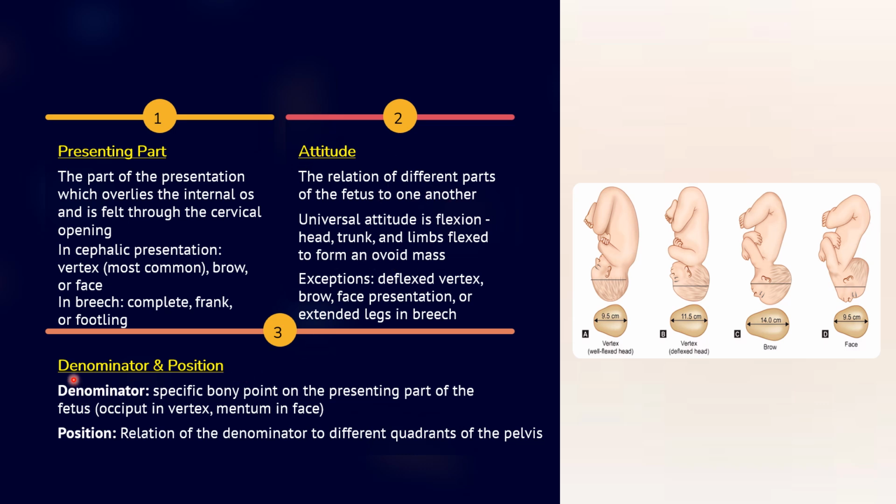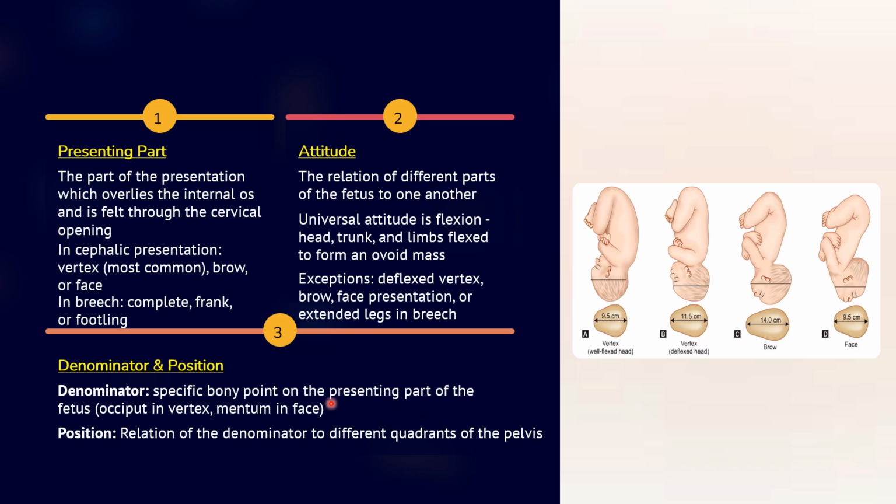So now what is the denominator and the position? The denominator is a specific bony point on the presenting part. So suppose when we say it is a vertex presentation, the bony point is the occiput. Okay, so if it is face, then it is the mentum, the chin. The chin is the bony point. Likewise, if it is the breech presentation, then it can be the sacrum.